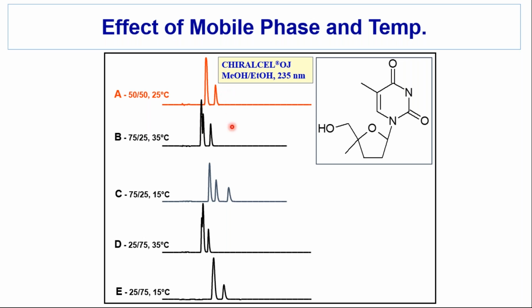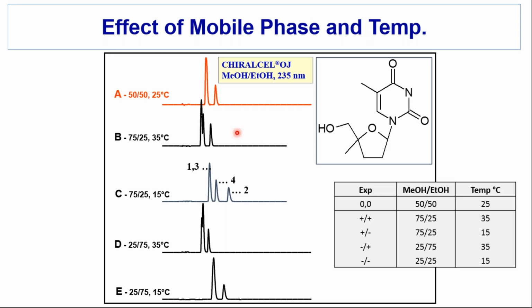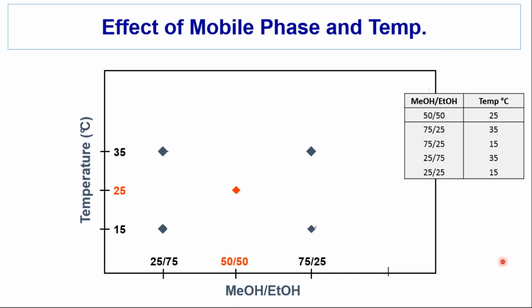So I did some other experiments. I varied mobile phase and I varied temperature, and the data looks like it's all over the map, so to speak. So I think we need to look at this a little more systematically. And actually, these experiments were done in a fairly systematic way. I varied the mobile phase composition from 3:1 to 1:3 methanol ethanol. And for each of these, I varied the temperature, high temperature and low temperature.